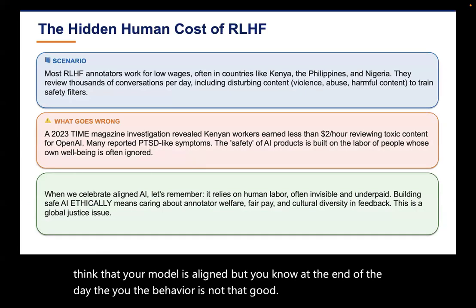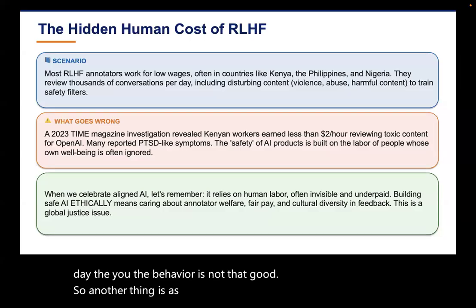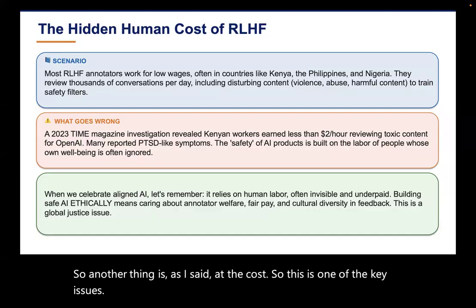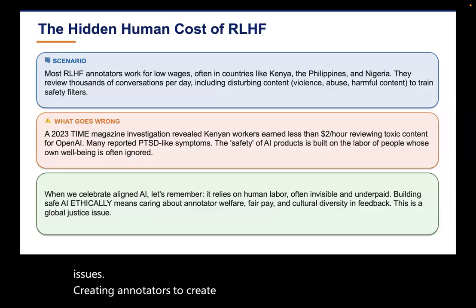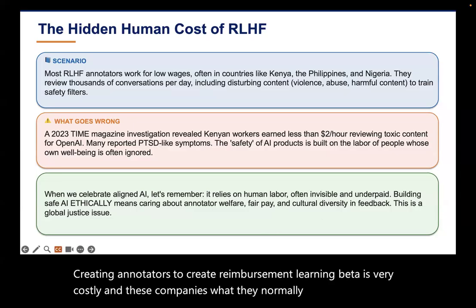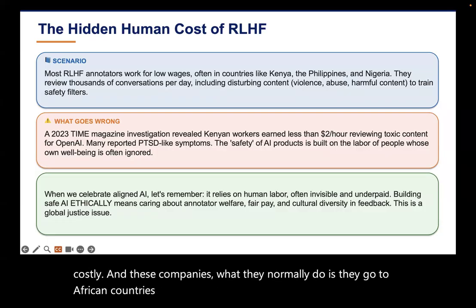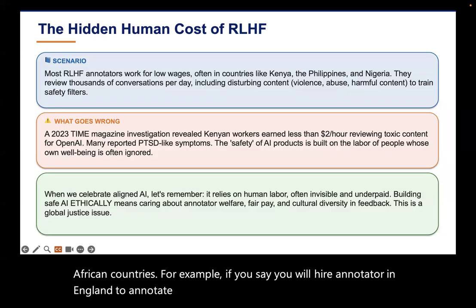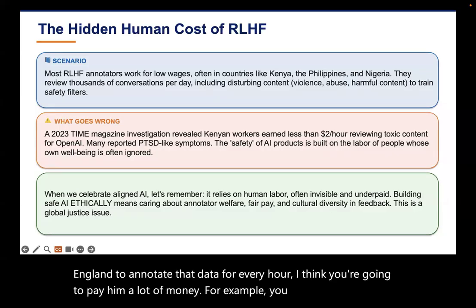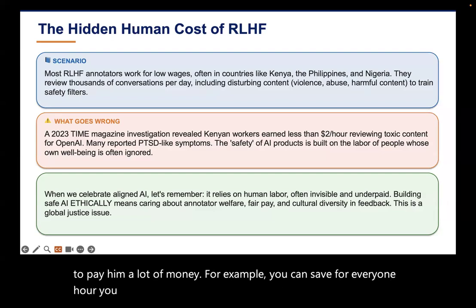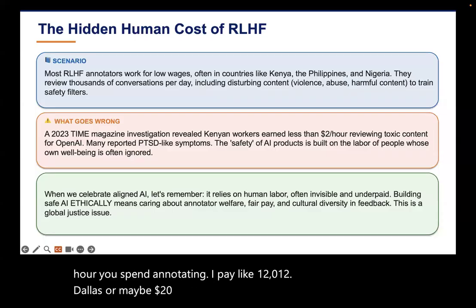Another thing, as I said, is the cost. This is one of the key issues. Hiring annotators to create reinforcement learning data is very costly. And what these companies normally do is go to African countries. For example, if you hire an annotator in England to annotate that data, you're going to pay a lot of money, for example $12 or maybe $20 per hour or so.